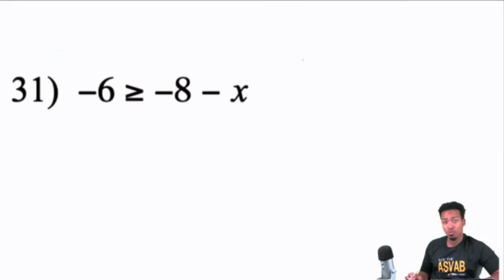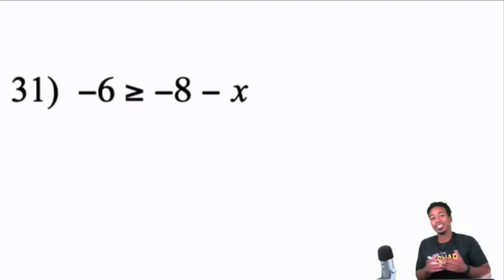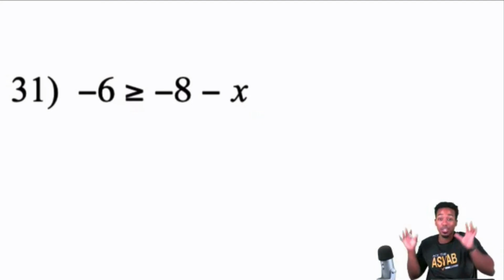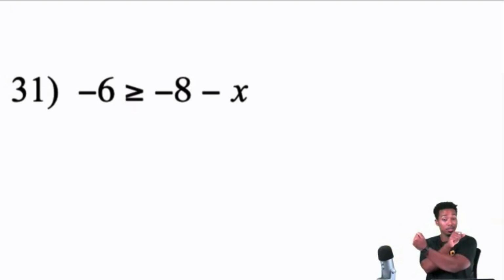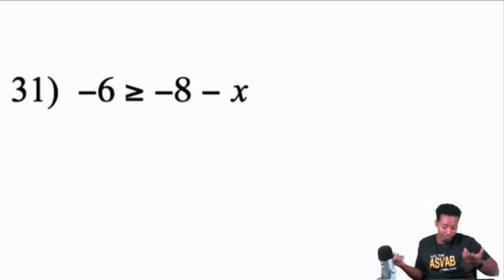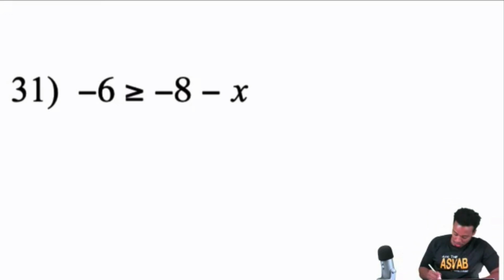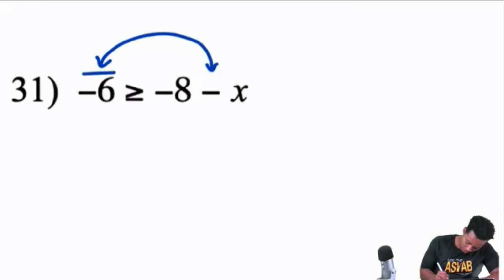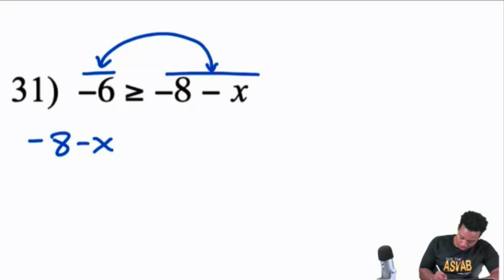Next, 31. We have the variable on the right side. Honestly, there are two ways you can do this. One, you can swap everything now, or you can do it at the end. Either way is fine. If you do it in the beginning, it's probably a little easier for you, but it really doesn't matter. So I'm going to swap these out and write -8 minus x. And this has to flip to less than or equal to -6.